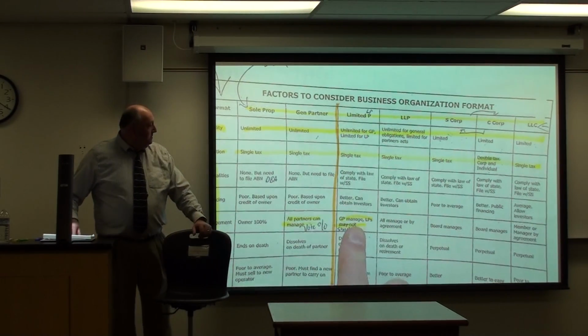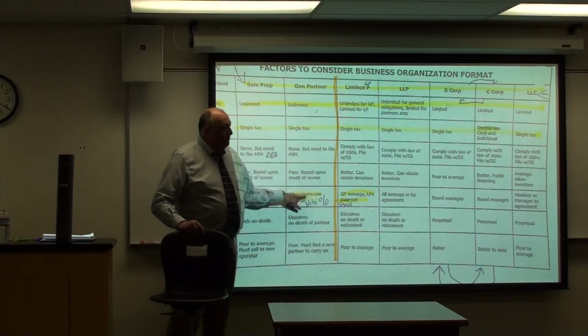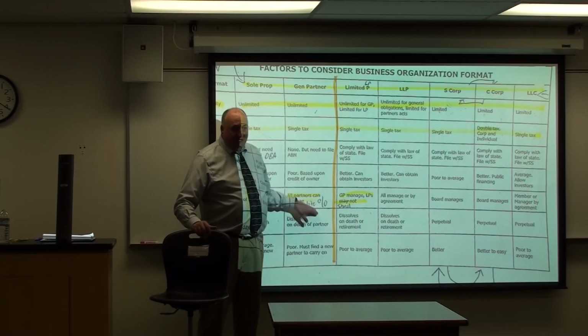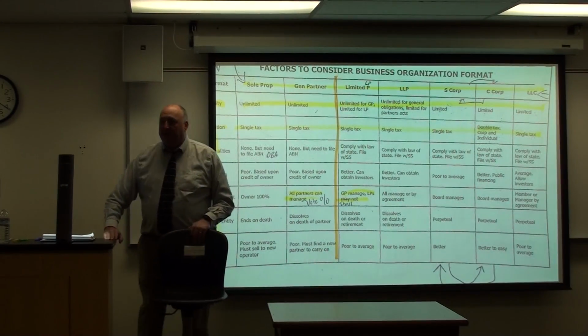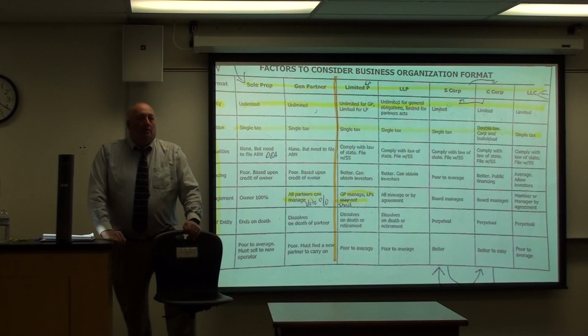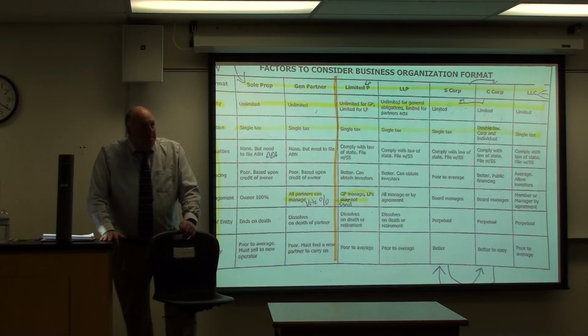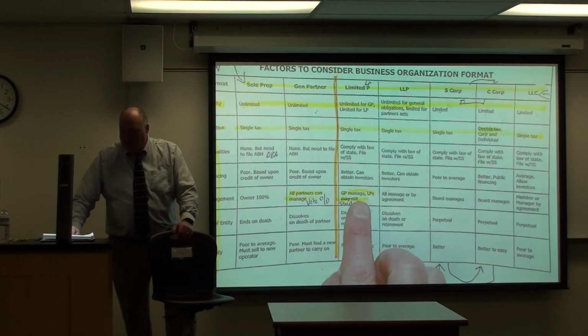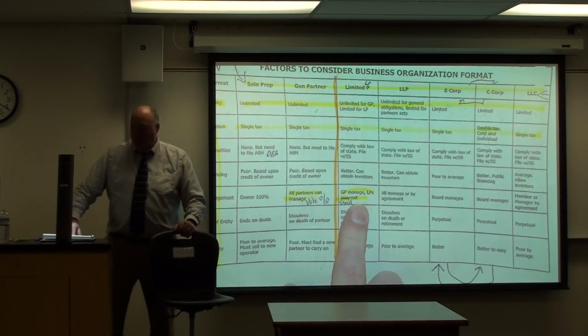Down here, under management, general partnership, all partners can manage by their percentages. Limited partnership, it's different. You have a manager who's the general partner, or it might be more than one person, might be a group. And you have limited partners, and their job is not to manage, but they simply get a return on their investment. So that's why we say general partners manage, the limited partners cannot engage in management.